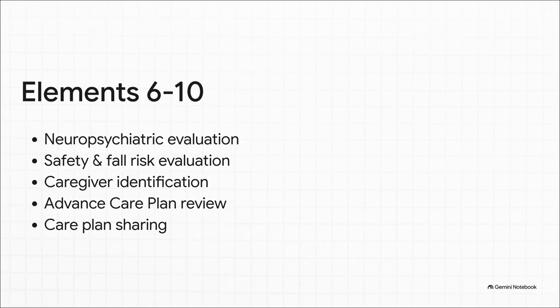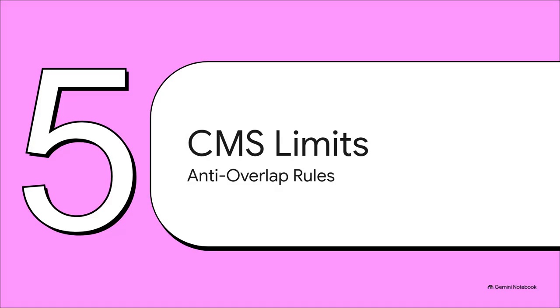And 10th, guys, auditors literally feast on this one, the creation of a written care plan that addresses all these issues, which must be physically or electronically shared with the patient or caregiver. If that note doesn't explicitly say, care plan given to caregiver, you fail the audit. Period. Finally, Section 5, CMS limits and non-duplication, the anti-overlap rules.